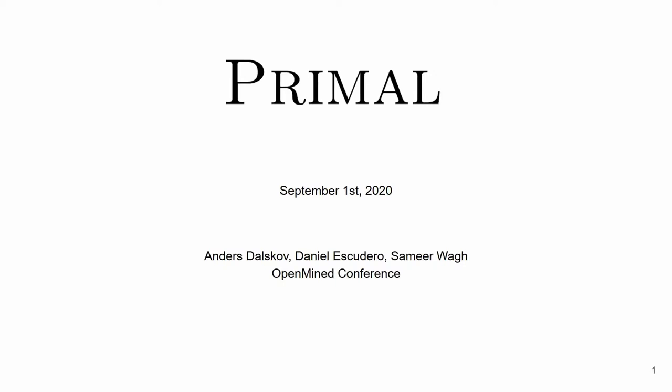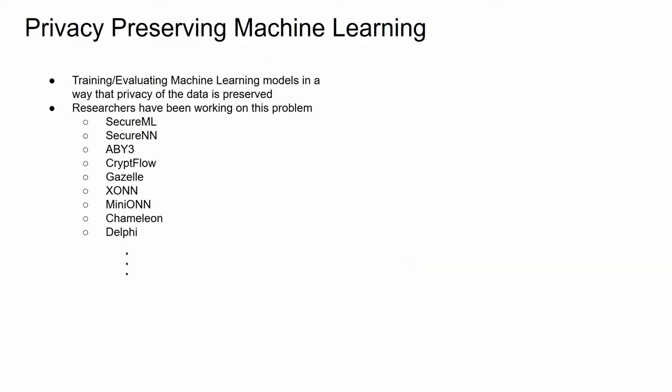Hello, everyone. My name is Daniel Escudero, and I'm going to talk to you about Primal. This is joint work with Anna Stalsko and Vance Amirwag, and this is for the OpenMined conference in 2020. We'd like to start by motivating the problem here. So in privacy-preserving machine learning, the goal is to train or evaluate machine learning models in such a way that the privacy of the data is kept.